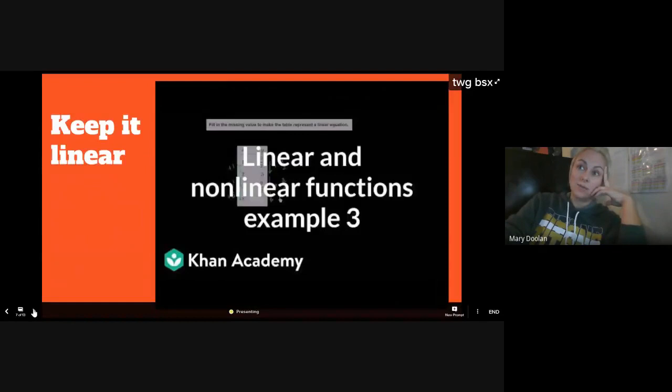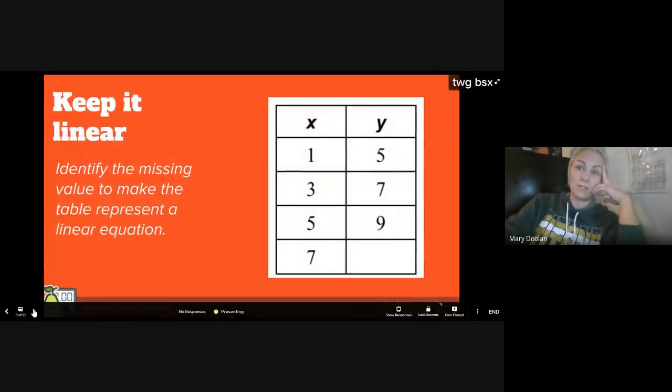Slide 6 is a video. Slide 7 is a video. Slide 8. You did something like this in Delta Math, where we have a table of values, and we've got to figure out what's missing. The trick here is that you want to identify what's missing so that the table represents a linear equation. You've got to find the pattern. What is happening? And keep the pattern going. Okay, so you just look on the y side for the pattern and then complete the pattern by filling in what would come next.